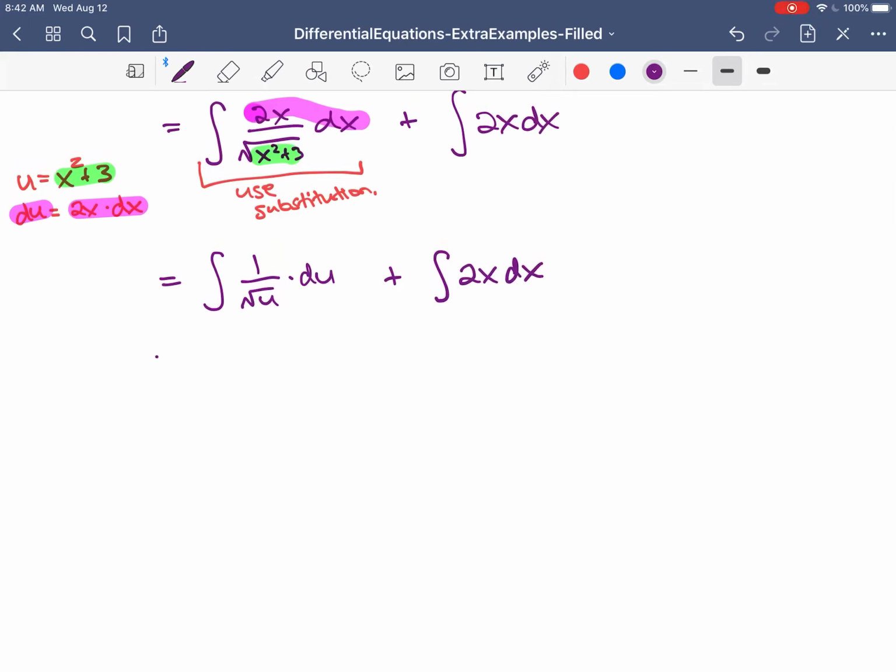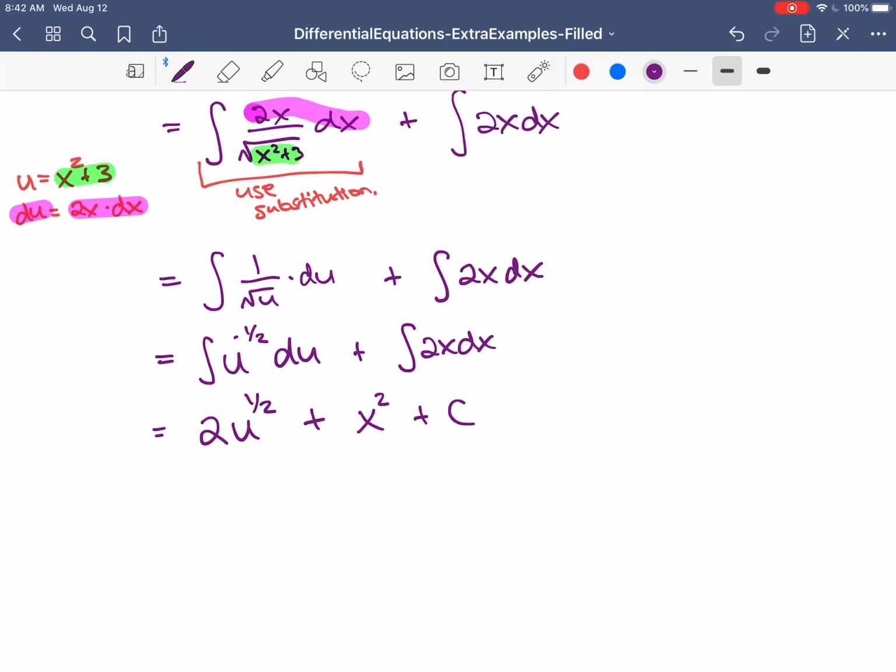So now I probably want to rewrite this. This is actually u to the negative 1/2 du in my antiderivative. And now I can use the power rule. When I add 1 to the exponent, it's going to be 1/2. So this is going to be 2u to the 1/2. And then the integral of 2x is actually x squared. And then I have my constant of integration.